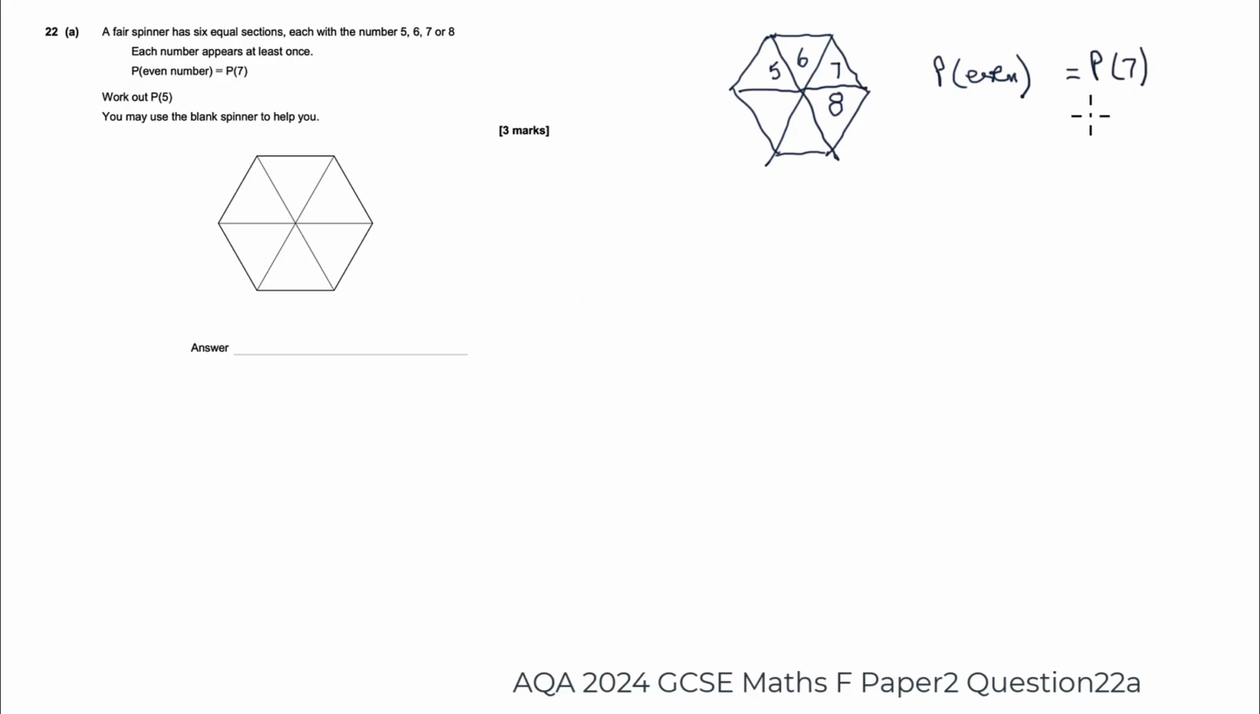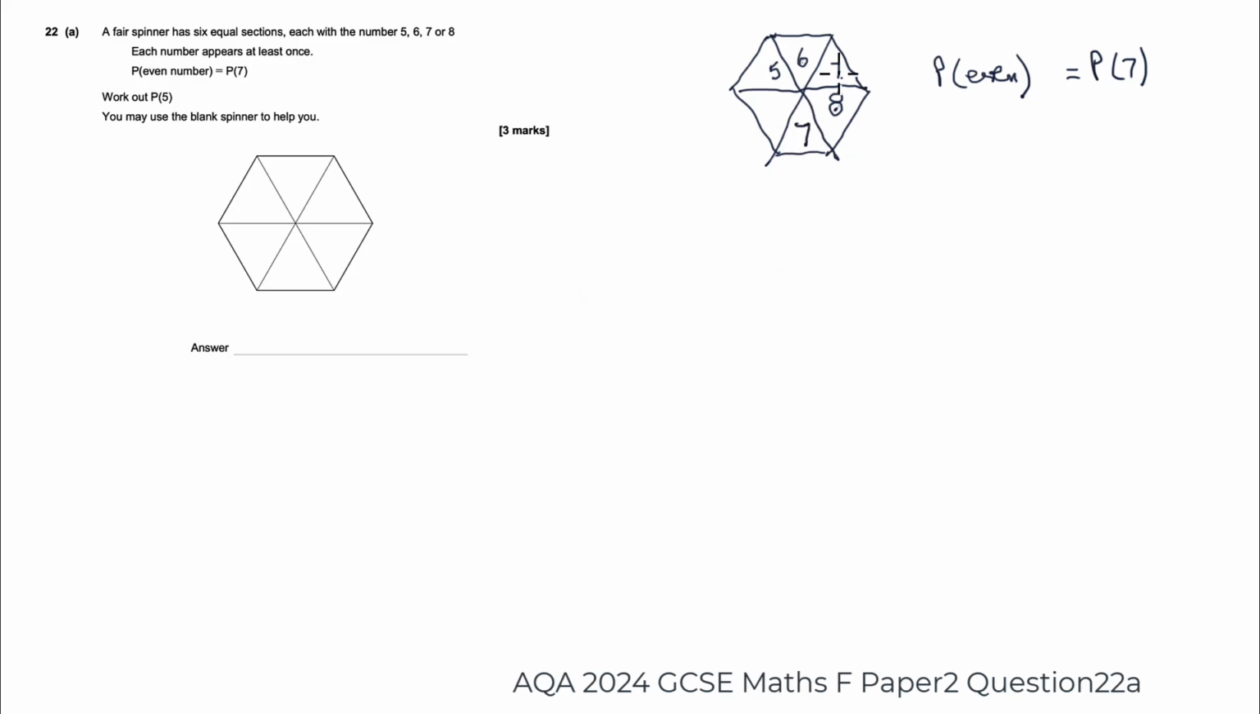Now, at present, that's not true. The probability of an even number will be 2 out of 6, at least. The probability of a 7 appearing is just 1 out of 6. So we need at least 1 7.